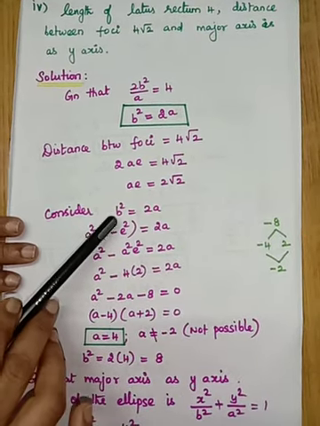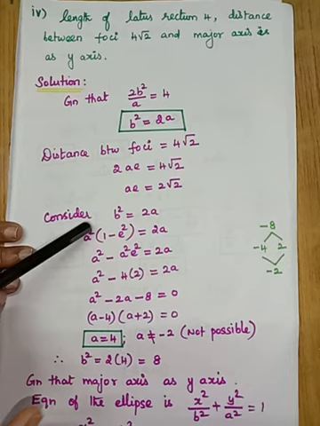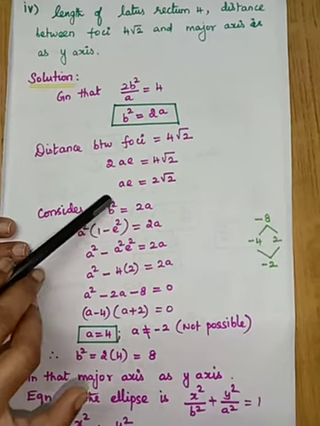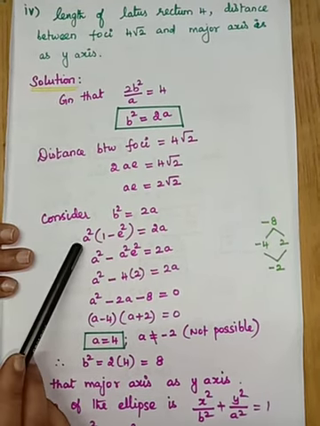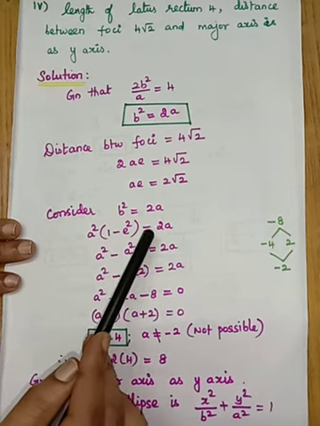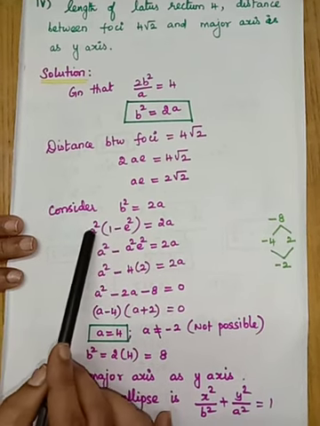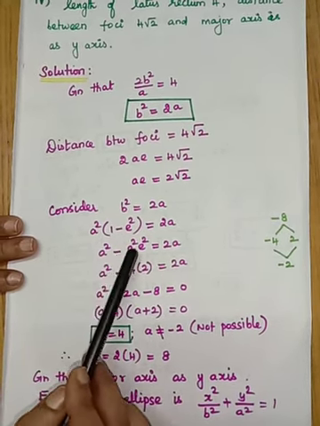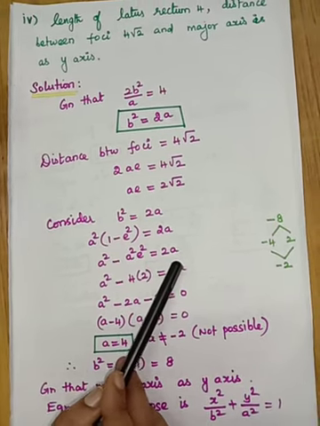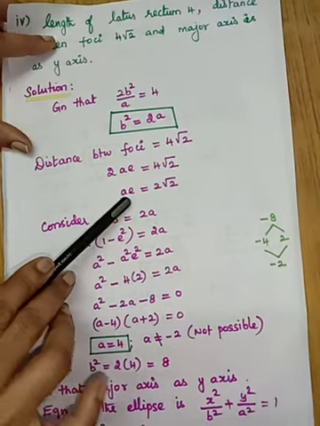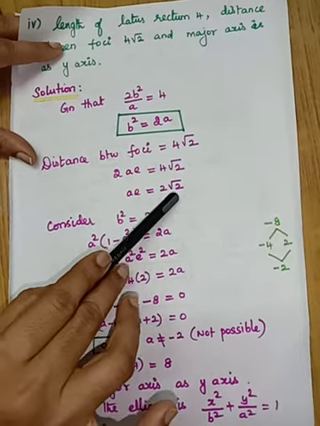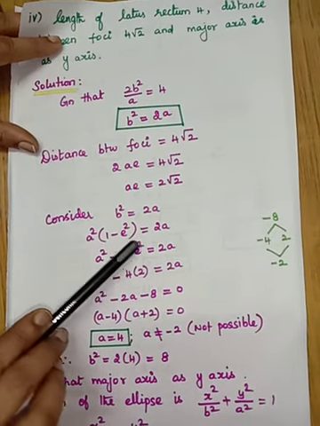We have found b squared is equal to 2a. In place of b squared, you can substitute the formula a squared into 1 minus e squared, which is equal to 2a. When you expand, it is a squared minus a squared e squared is equal to 2a. In place of ae, you can write 2 root 2. So it will become ae the whole square.